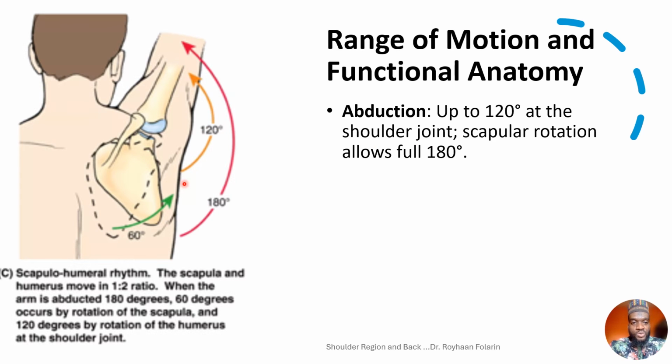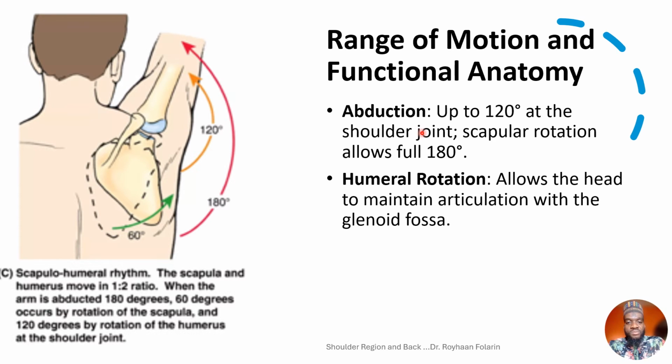Okay. So to make that up to 180, there would have been a complementary rotation of the scapula. The scapula would have rotated to add the remaining 60 degrees that would help you to achieve 180 abduction of the shoulder joint, or of the arm at the shoulder joint. So it's also important to understand that the humeral rotation allows the head to maintain articulation with the glenoid fossa during this movement.